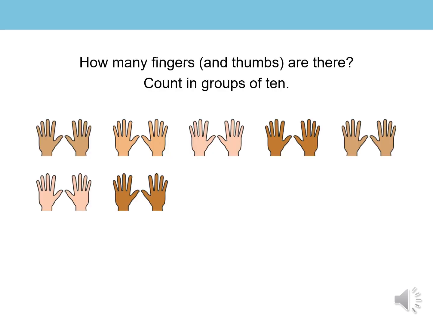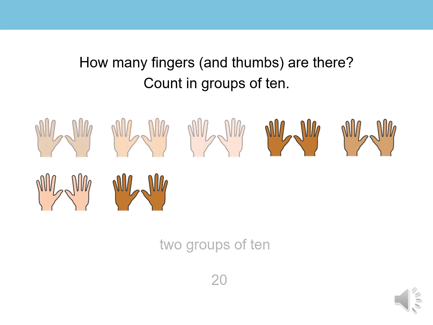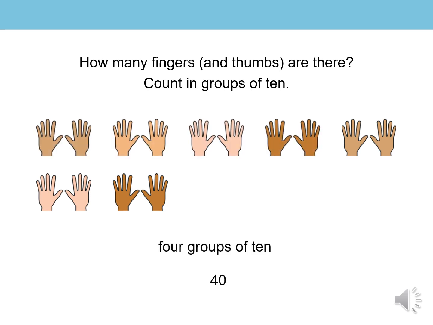Right now, we're going to be thinking about grouping our fingers on our hands into groups of tens. 1 group of 10, 2 groups of 10, 3 groups of 10, 4 groups of 10, 5 groups of 10, 6 groups of 10, 7 groups of 10. So there are 7 groups, and in each group there is 10, and in total I have 70 fingers.